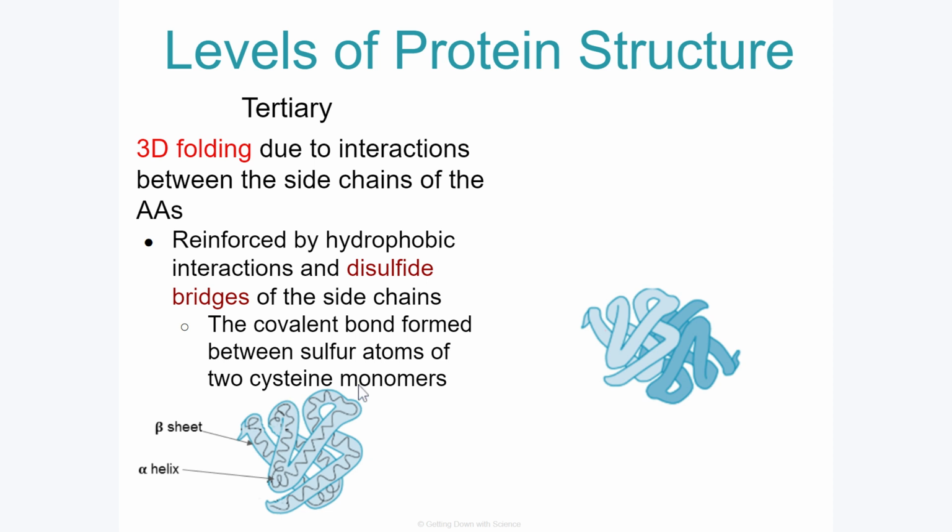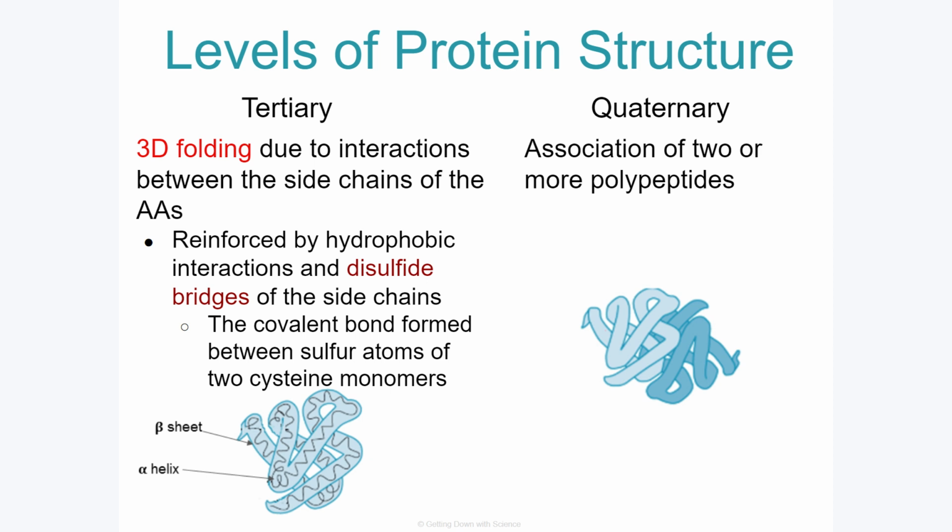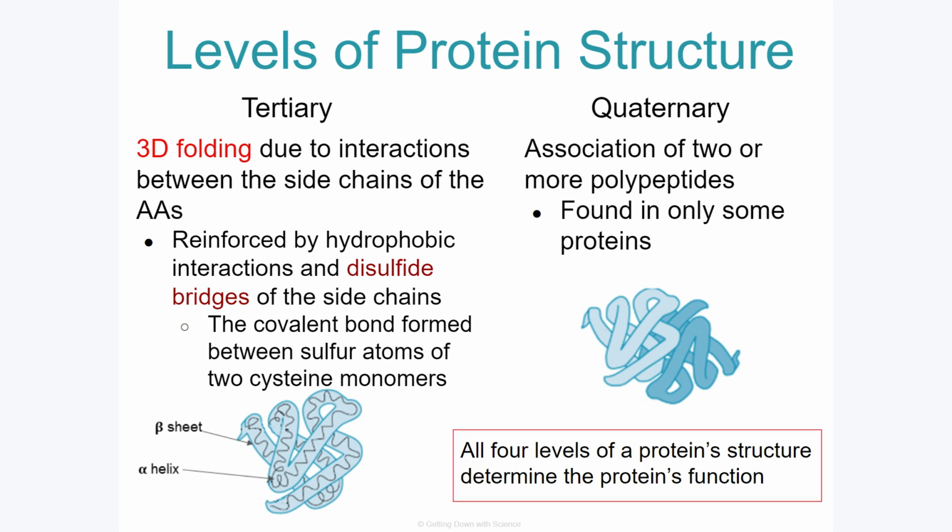secondary monomers. And then we have our quaternary structures, which is the fourth level of folding, where two or more polypeptides come together and intermingle. They are found only in some proteins, so we're not always going to see quaternary structures.